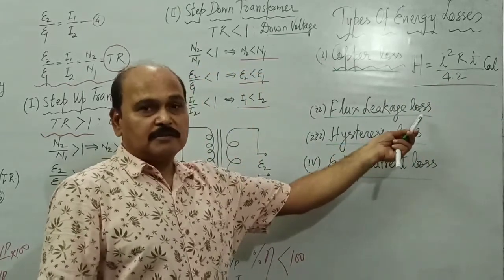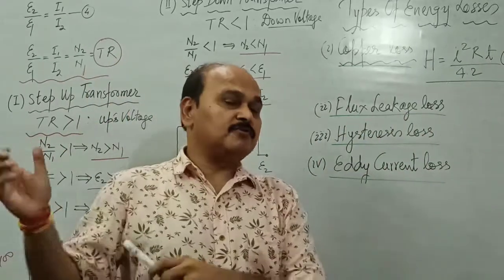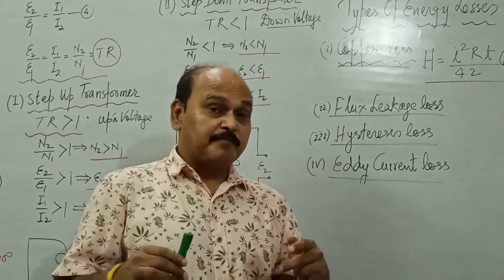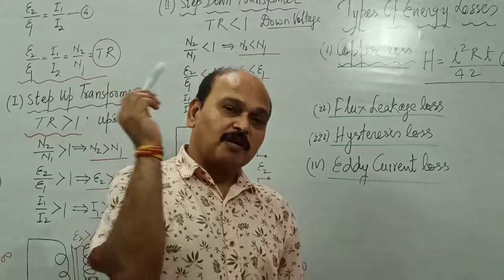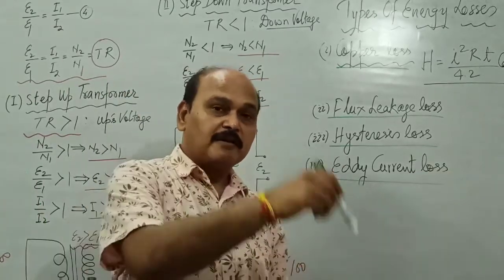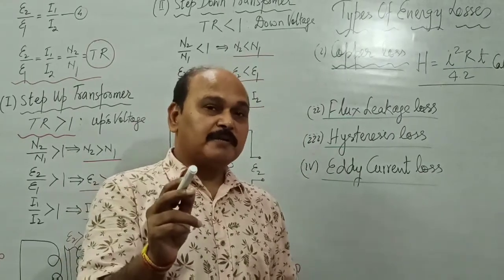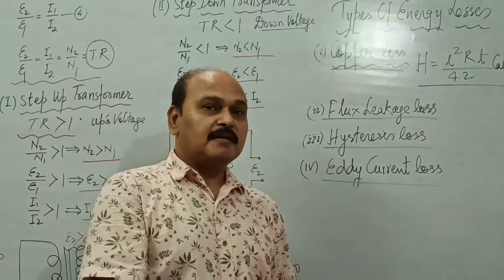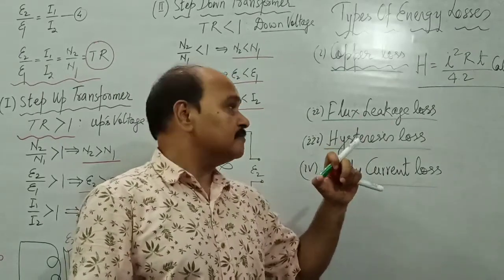Flux leakage loss. We say that all the flux produced by the primary coil passes through the secondary. But practically it doesn't happen. All the flux produced by the primary does not pass through the secondary. Some of it leaks to the surroundings without being linked to the secondary coil. Since all flux of the primary is not linked with the secondary, therefore power output is always less than power input.